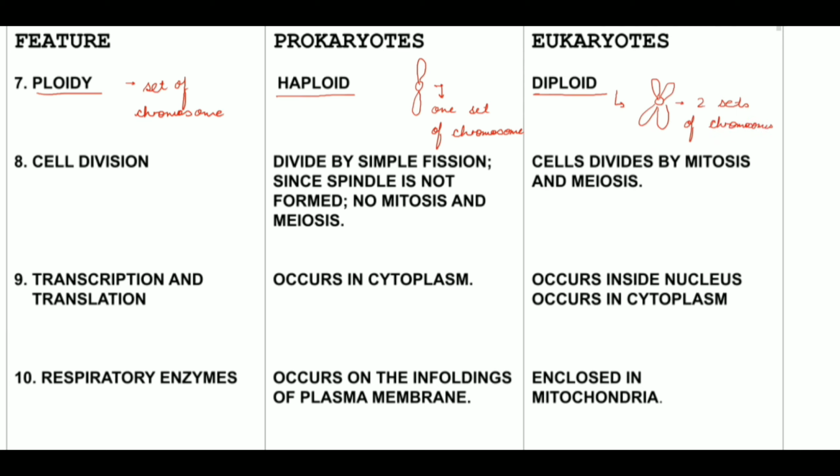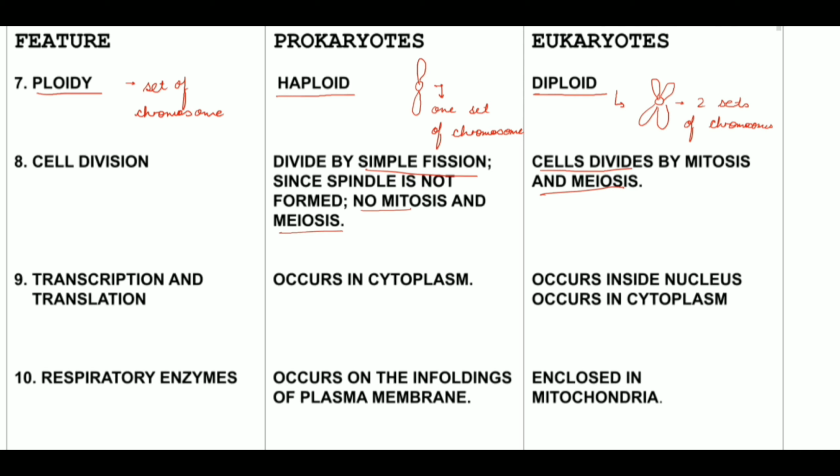Cell division, simple fission. Because there is no formation of spindle fibers, no mitosis and meiosis are going to take place. In prokaryotes, it is simple fission. Now, the simple fission could be multiple fission, could be binary fission, could be anything, but since spindle fibers are not formed in it, no mitosis and meiosis is going to occur in this. In eukaryotes, the cell will divide by mitosis and meiosis because spindle formation takes place.